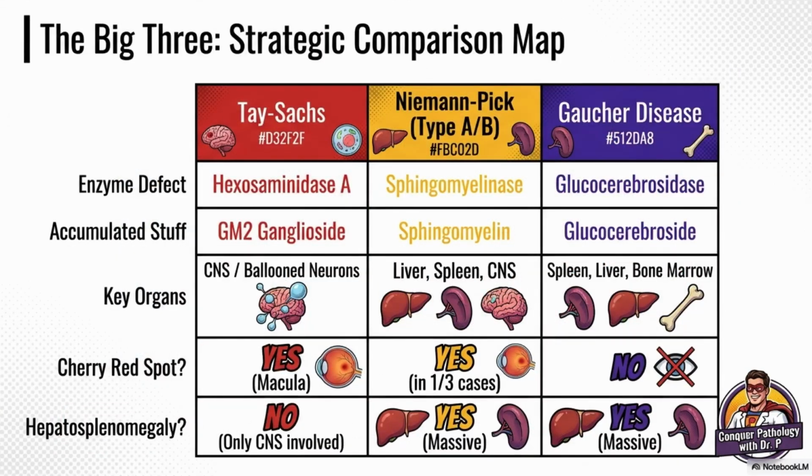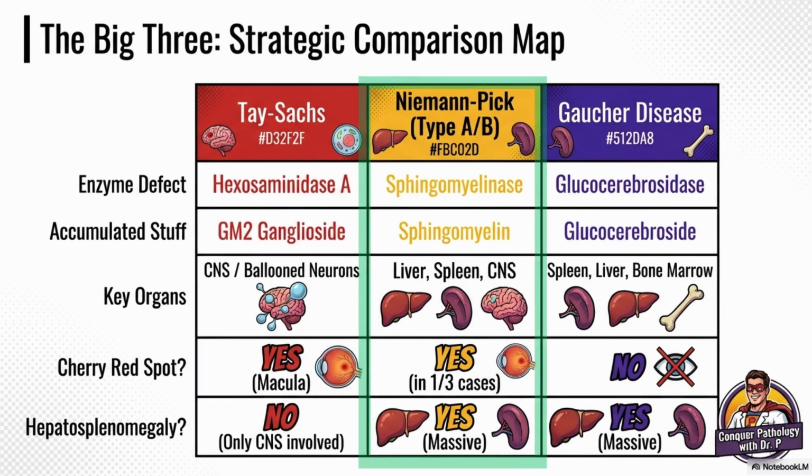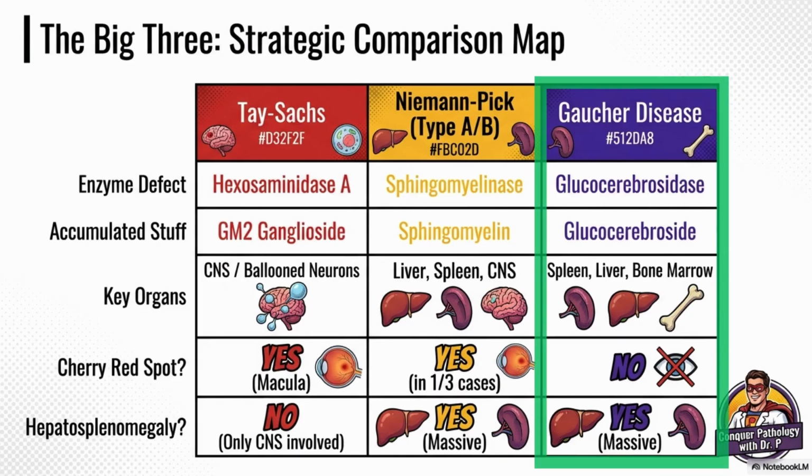Now we are focusing on the big three you need for your exams. I've mapped them out here side by side. Tay-Sachs. The defect is hexosaminidase A. The buildup is GM2 ganglioside. The key feature is it hits the CNS but spares the liver or spleen. Niemann-Pick, type A or B. The defect is sphingomyelinase. The buildup is sphingomyelin. Unlike Tay-Sachs, this causes massive hepatosplenomegaly. Gaucher disease. The defect is glucocerebrosidase. The buildup is glucocerebroside. This one hits the bone marrow and causes massive organ enlargement, but crucially, no cherry red spot.